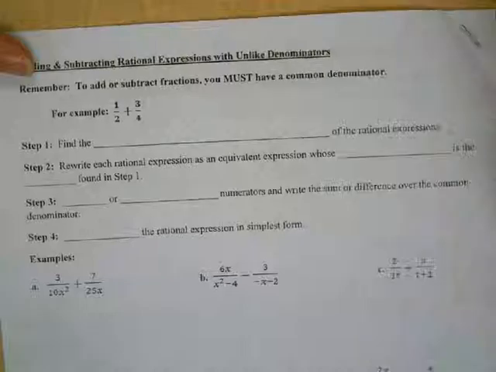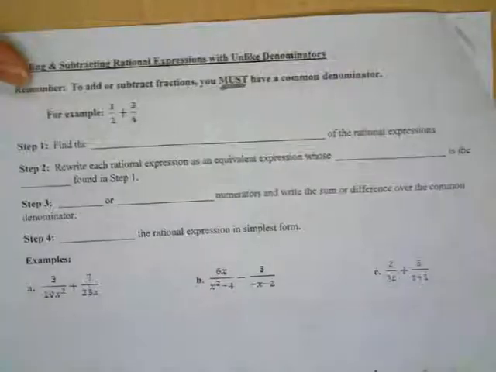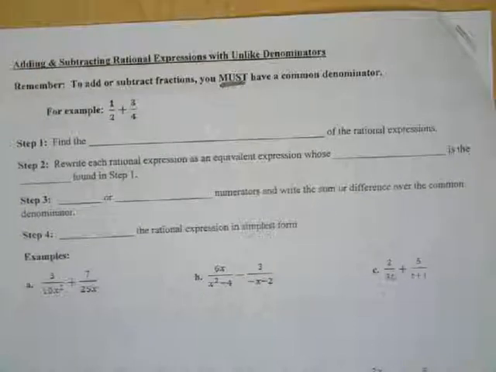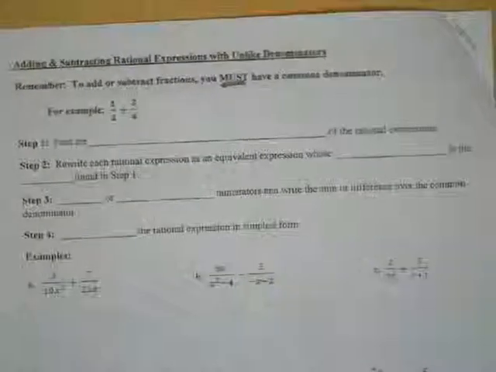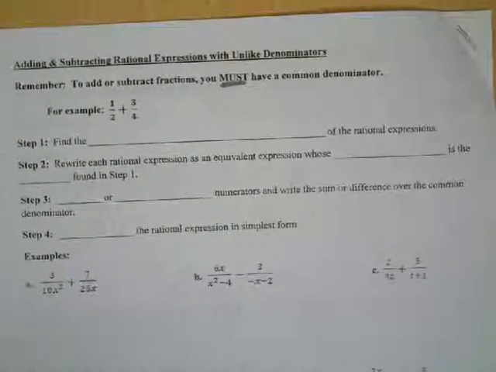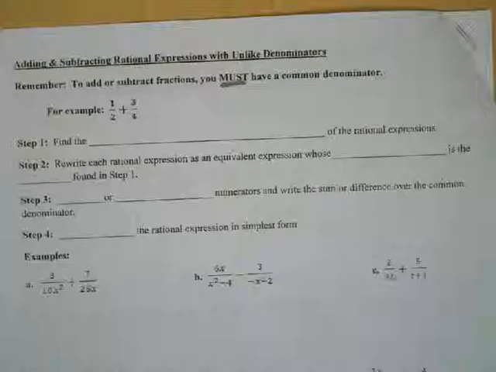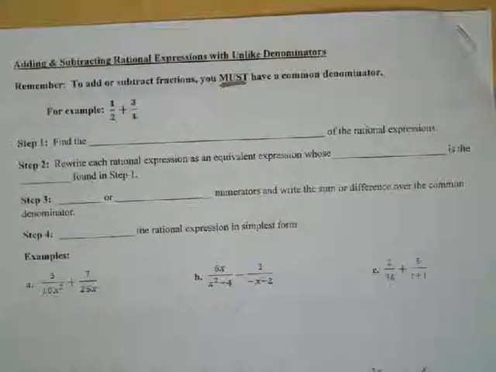If we want to add or subtract fractions, you must have a common denominator. Only adding and subtracting, okay? This is going to be one of the biggest parts of this test. Multiplying and dividing, you do not need a common denominator. Adding and subtracting, you must have a common denominator, because you need your units to be the same.